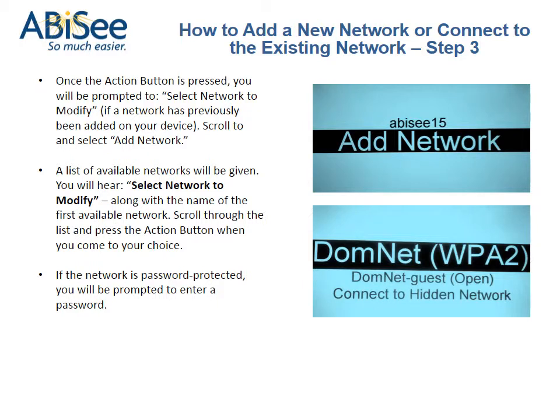Step 3. Once the action button is pressed, you will be prompted to select Network to modify if a network has previously been added on your device. Scroll to and select Add Network. A list of available networks will be given. You'll hear Select Network to modify, along with the name of the first available network. Scroll through the list and press the action button when you come to your choice. If the network is password protected, you will be prompted to enter a password.